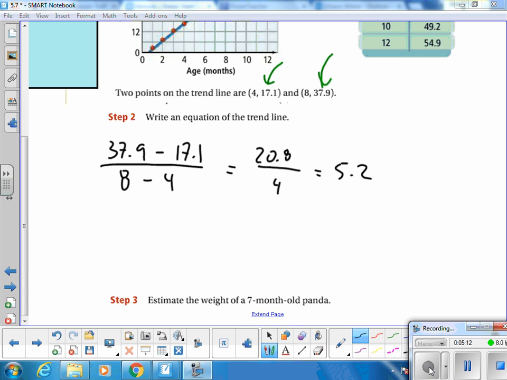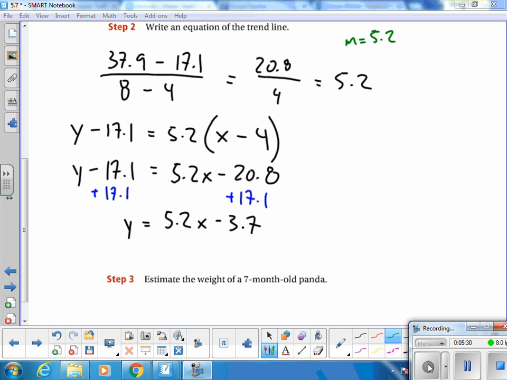All right, first you can see I took my 2 points and I subtracted out, trying to find the difference, find a ratio of rise to run to find my slope. So I know my slope, m equals 5.2. I'm going to press pause again and continue solving the other pieces.